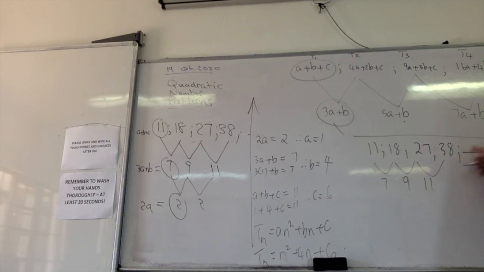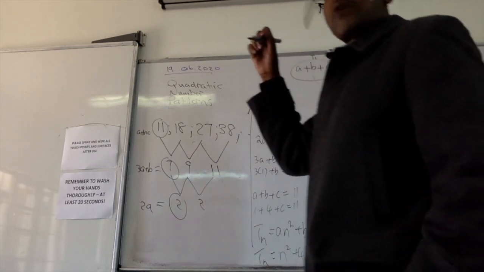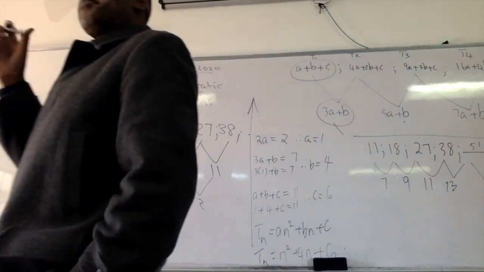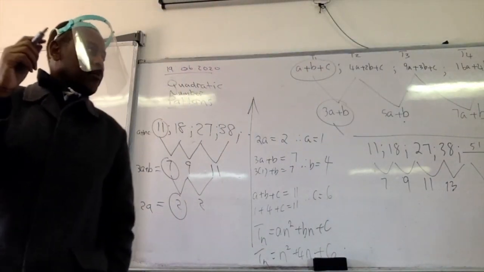So to get the next one, it's 38 plus 13, which will give you 51. Then the next one will be 51 plus 15, which will give you 66, and you are done. That is shorter than first of all working out the general term.